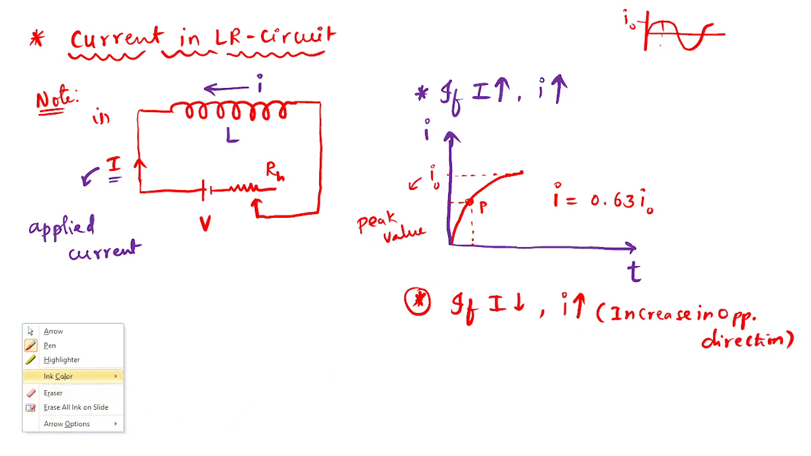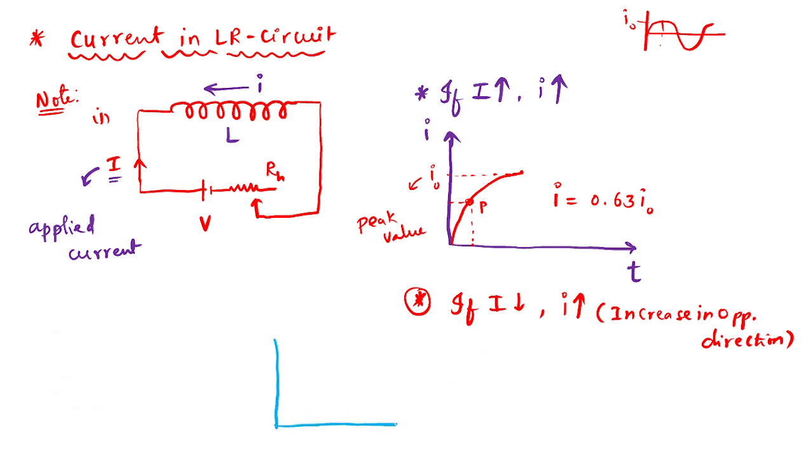Increase in the opposite direction. How much increment can you see here? Simply, I can try to draw that graph also. It will decrease in this manner. This is the current versus time graph. Here, how much decrement can you see? You can see it decreases from the peak value, like this. Got it? How much decrement can you see here?